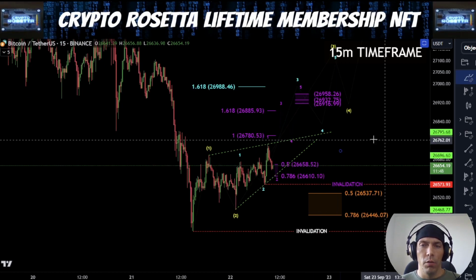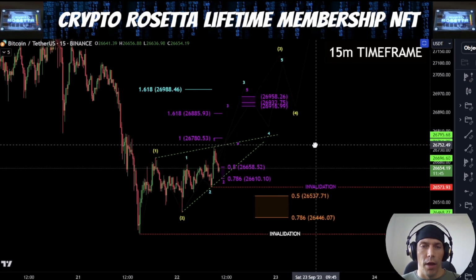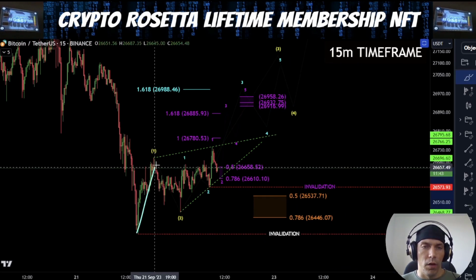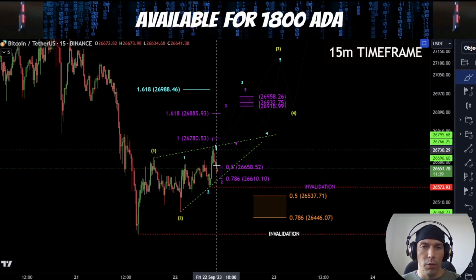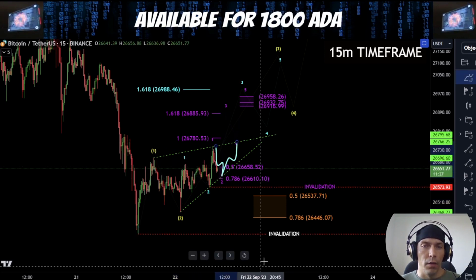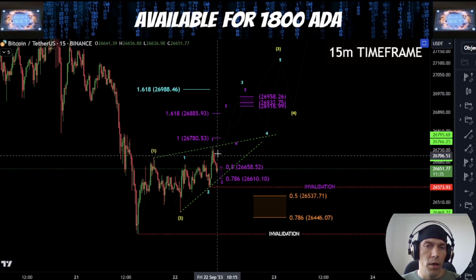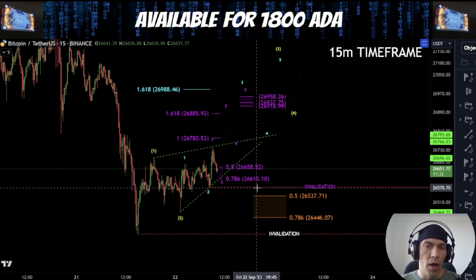So either we could argue we're getting something like a diagonal pattern here, and what we'd then say is that this is 1, 2, 3, 4, and 5. So we'd be looking for a 3-wave move down here, and then another 3-wave move to the upside, looking to potentially sweep this high one more time.